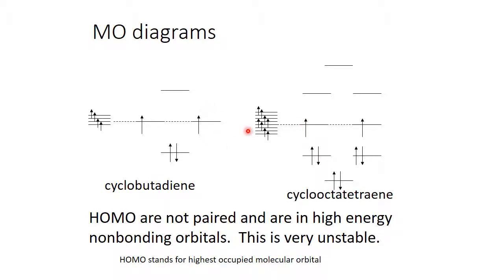All those 8 electrons fall down to the lowest possible place, but that's going to put 2 unpaired electrons at a non-bonding level. And again, very unstable.